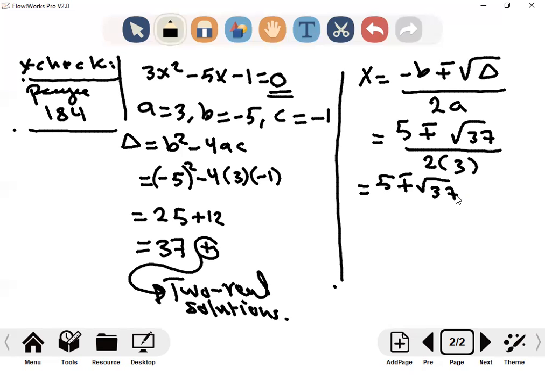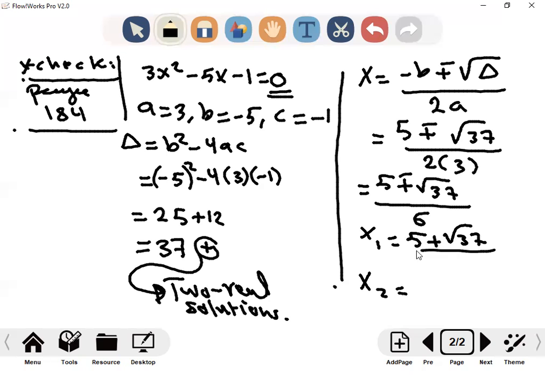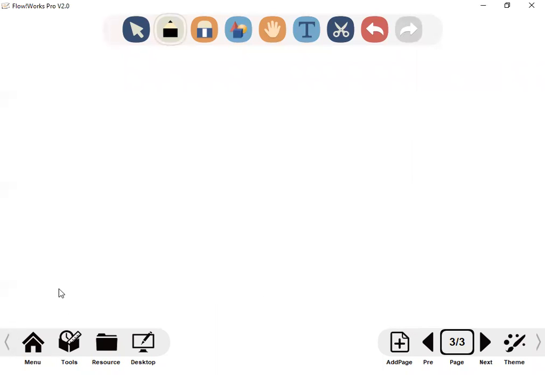Over what? Over 6. Now you have two-sided solution, one positive, one negative. 5 plus square root of 37 over 6, and 5 minus square root of 37 over 6. Done? Done. I'll give you 1 or 2 minutes to copy. Now we are done with the example, the check. Let's go to example 3.